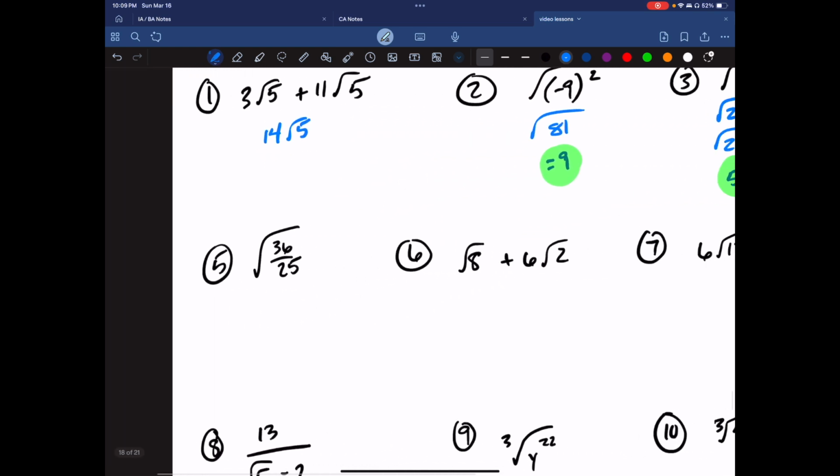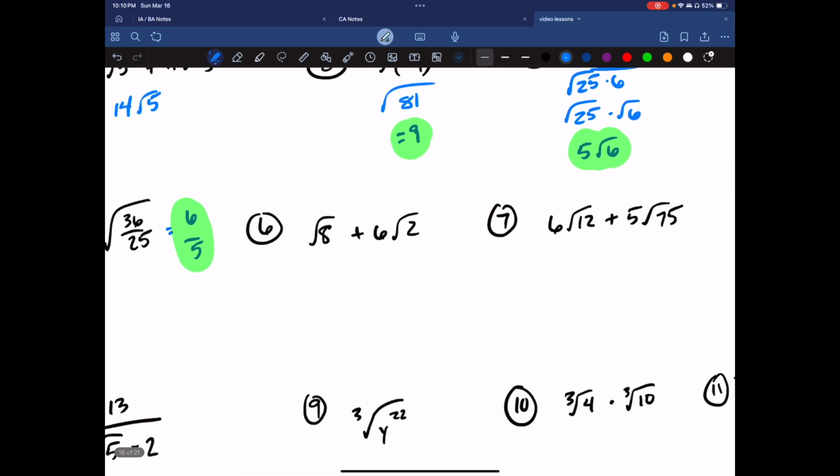All right. When it comes to dividing fractions or dividing inside of a radical, what you're doing is you're going to take the radical, the square root, of both top and the bottom. So what's the square root of 36? 6. What's the square root of 25? 5. And that's all you do. You take the square root of the top of the fraction and the bottom of the fraction.